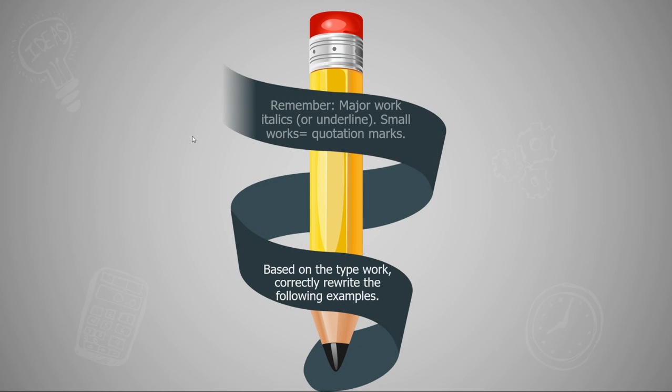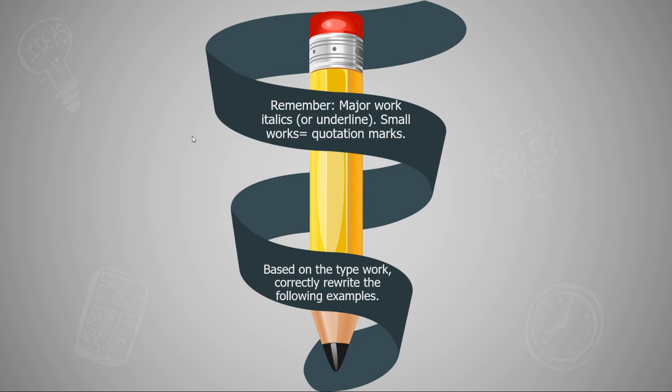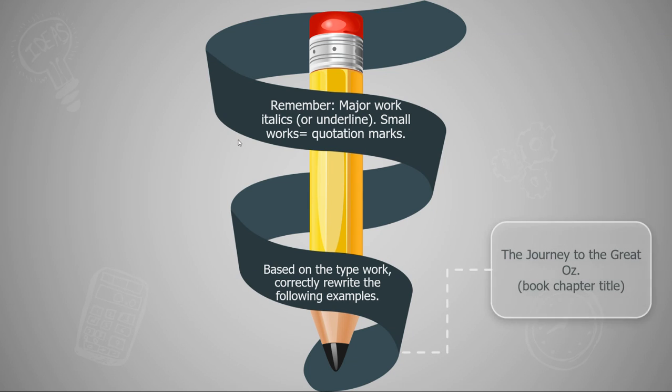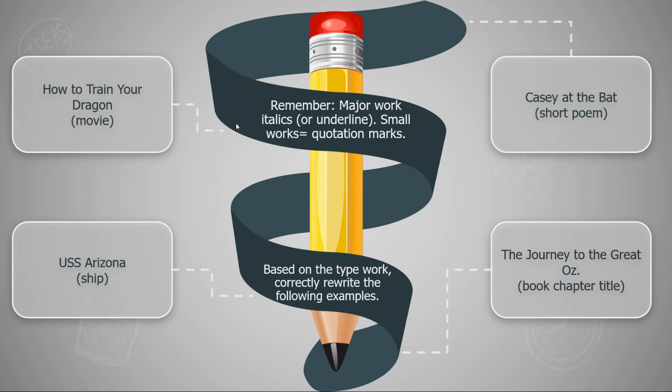All right. Now, based on the type of work, correctly rewrite the following examples. And remember that major works are italicized or underlined, and smaller works are in quotation marks. I'm going to put all of these up on the screen so you can see them, and take a few moments to look at them. The first is The Journey to the Great Oz, which is a book chapter title. Based on what that is, determine whether it's a major or a smaller work and format it accordingly.